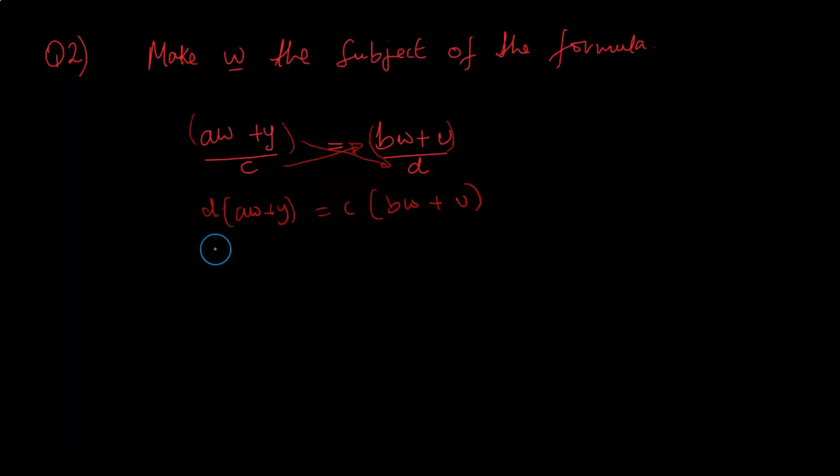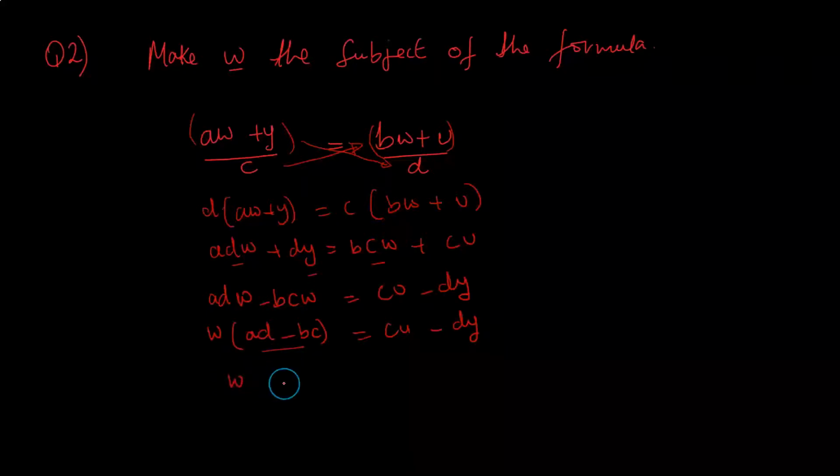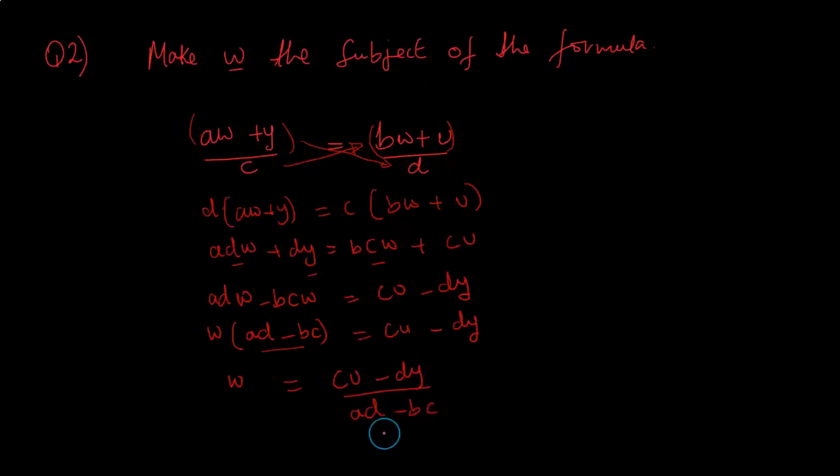Okay, so let's expand this. Now we have adw plus dy equals bcw plus cu. Okay, so I need these to be together and get rid of this and have that on the other side. So adw minus bcw is equal to cu minus dy. At this point, we can now factorize and separate that w. So we now have w(ad minus bc) is equal to cu minus dy. So dividing both sides by this, then you have w equals (cu minus dy) over (ad minus bc). And that's the answer for that.